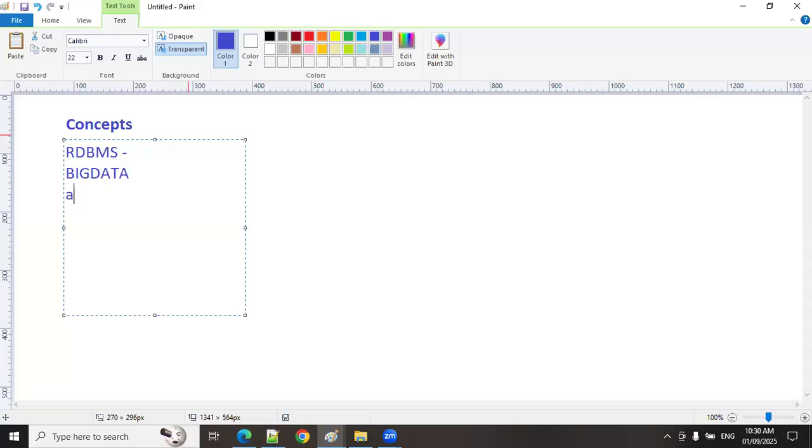AI, very good. Artificial intelligence is the concept. Machine learning. Blockchain. Database. Yes, very good. Blockchain is the concept. IoT. Cloud computing. Blockchain, IoT, artificial intelligence, big data, cyber security.